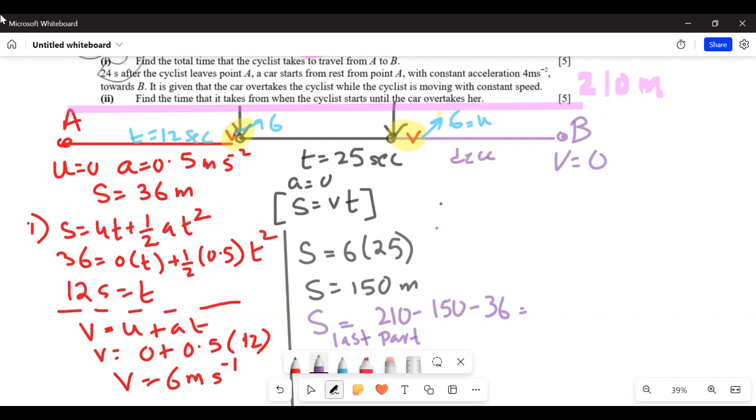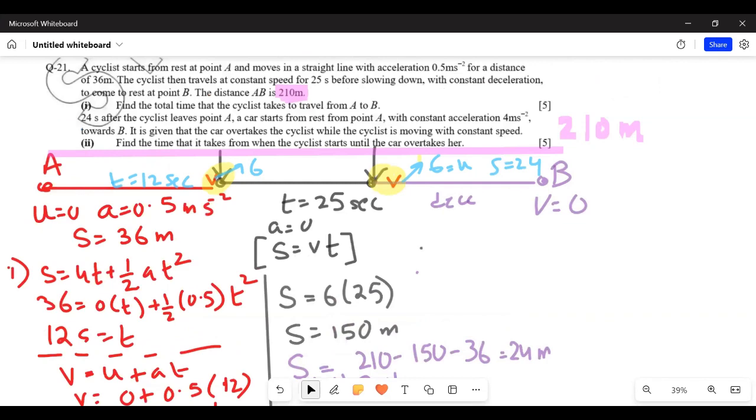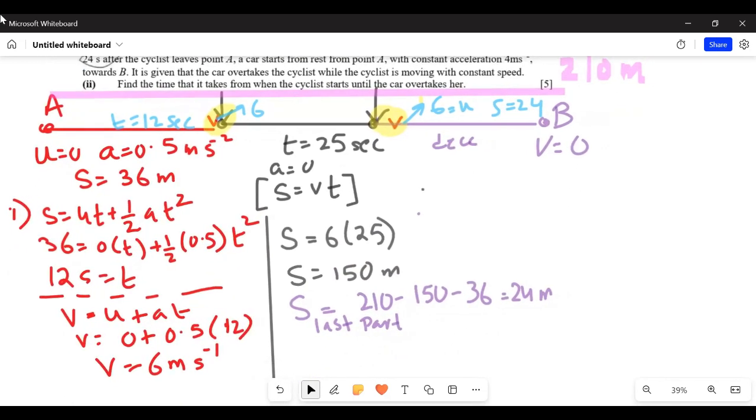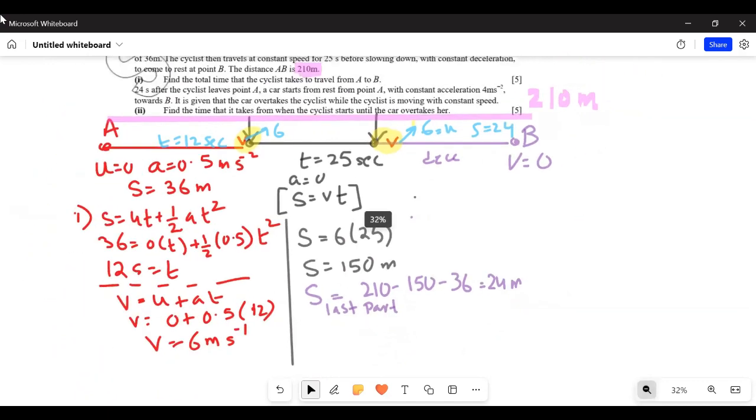So the distance of the last part is 24 meters. So this comes out to be 24. Find the total time. Okay, so now you should be able to find the time for the last part of the journey.